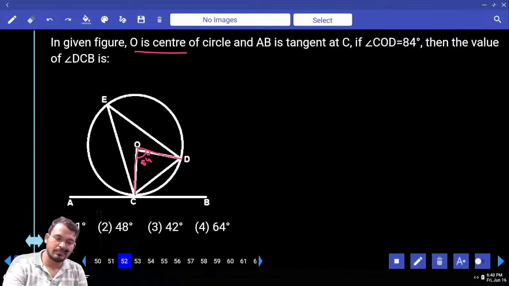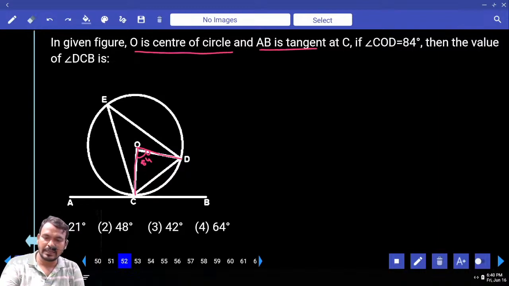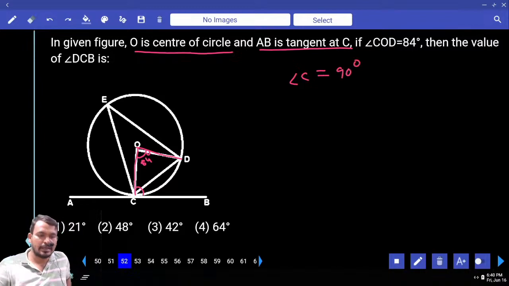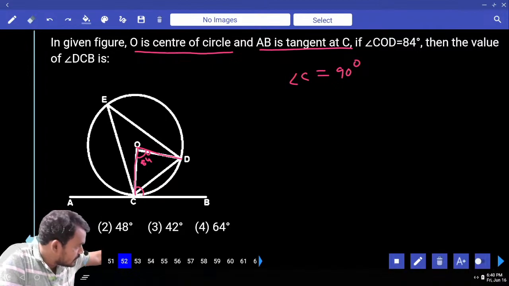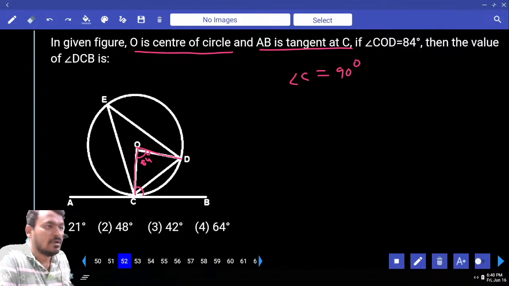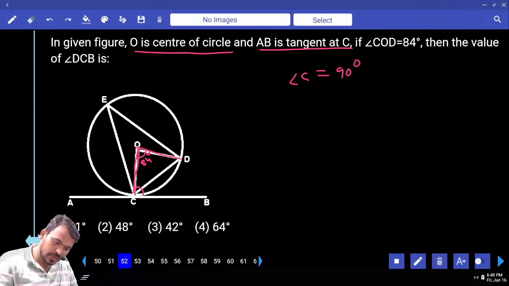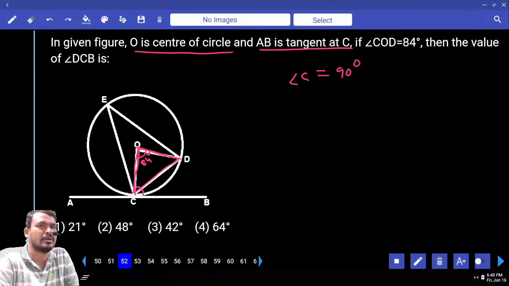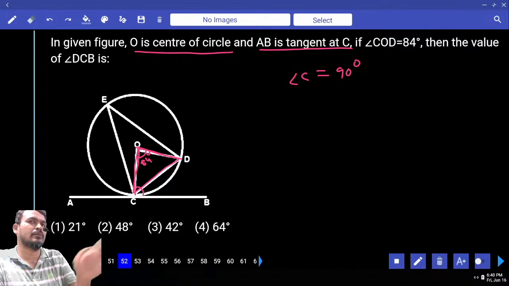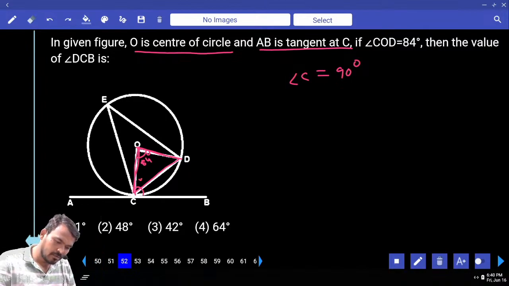O is the center of the circle and AB is a tangent at C, means angle C total is how many degrees? 90 degrees. And here OC is the radius and OD is also a radius, means equal angles. Then we take the triangle OCD. In a triangle the sum of the angles is 180. Out of 180, already 84 is complete. What is the remaining? 96. That 96 is equally distributed, means here 48, here also 48.